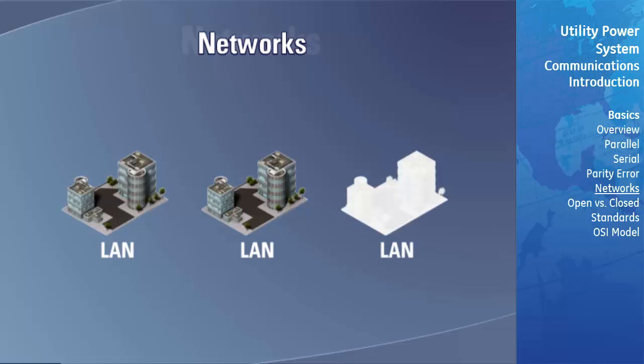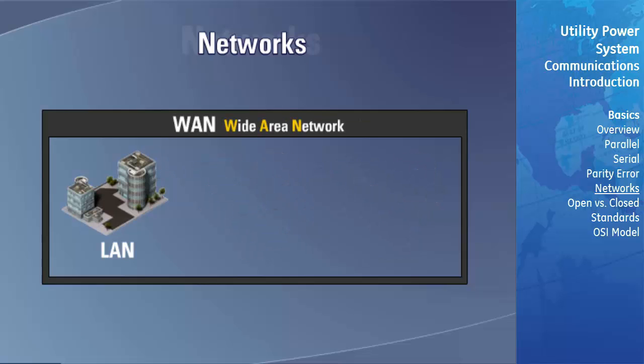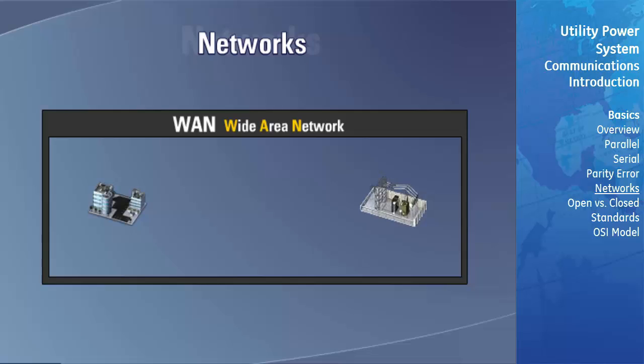A MAN, or Metropolitan Area Network, is formed when the LANs of a group of buildings in close proximity are interconnected together. A WAN, or Wide Area Network, is formed by the interconnection of LANs over a wide area. A typical example of a WAN in a utility application would be the network that is formed by the interconnection of the substation and control center LANs. The distance between the LANs forming the WAN could be from a few kilometers to hundreds of kilometers.